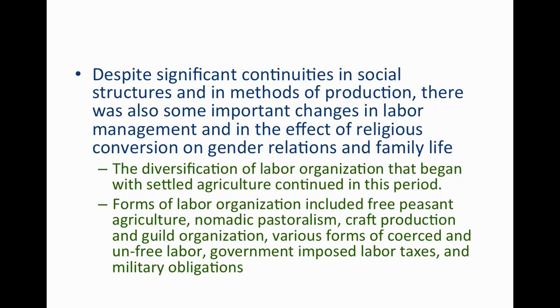A key concept is that despite significant continuities in social structures and in methods of production, there were some important changes in labor management and the effect of religious conversion on gender relations and family life. The sub-concept we're going to focus on here is the diversification of labor organization that began with settled agriculture. Forms of labor organization included free peasant agriculture, nomadic pastoralism, craft production and guild organization, various forms of coerced and unfree labor, and government-imposed labor taxes and military obligations. So in short, you're just going to see different methods of labor.